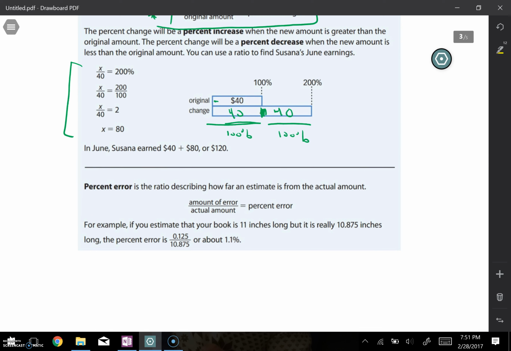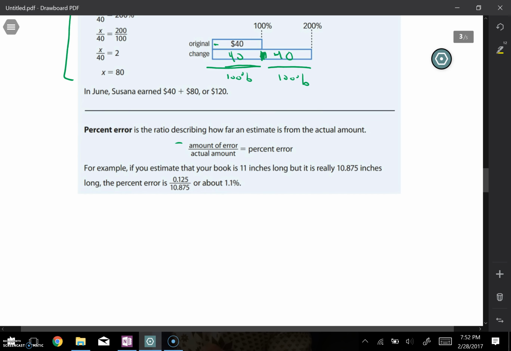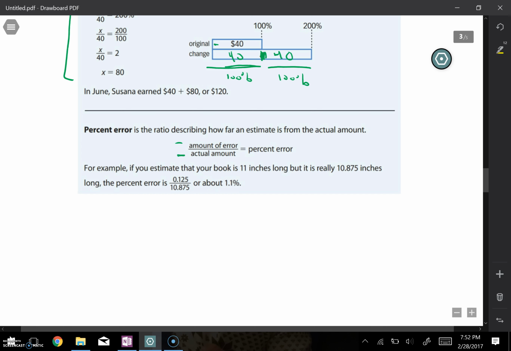Okay. Percent error, when you find how far or close you are to the actual estimation, is actually the same thing. Percent error is when you find the amount of error, you subtract from each other, and then technically speaking, we can take the absolute value of that. It doesn't matter if the smaller number or the bigger number is first. You just take the absolute value of that, but you have to divide it by the actual amount. That will give you the percent error.